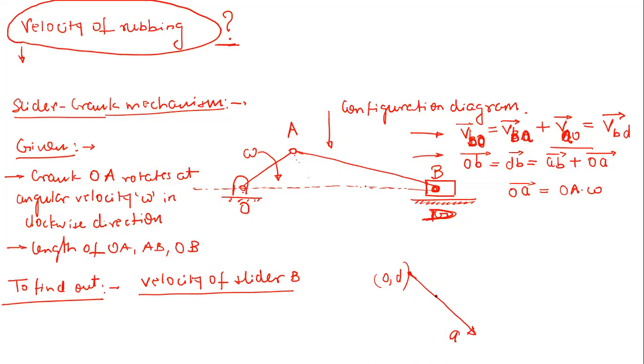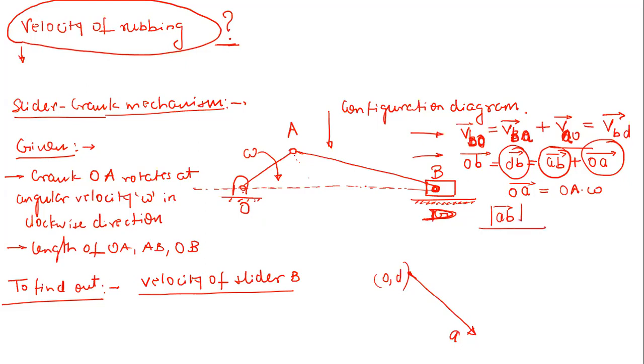Fine. Now what we are interested in is to find out the velocity of this point B, right? So is there any other vector which is completely known to us? I think no. No other vector is completely known to us, right? So see, OA we draw, this vector is done. Now what is left? AB vector, and then DB vector, right?